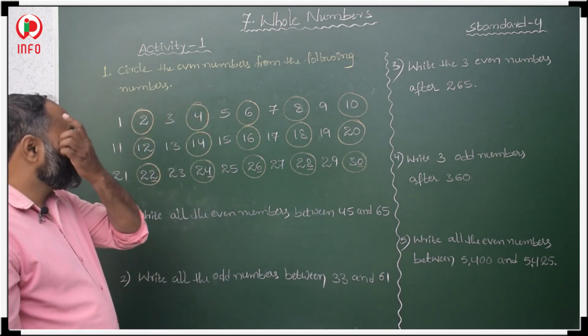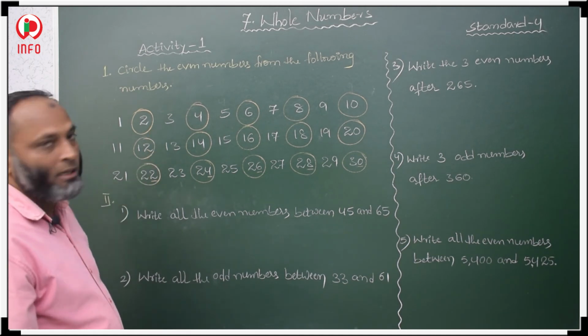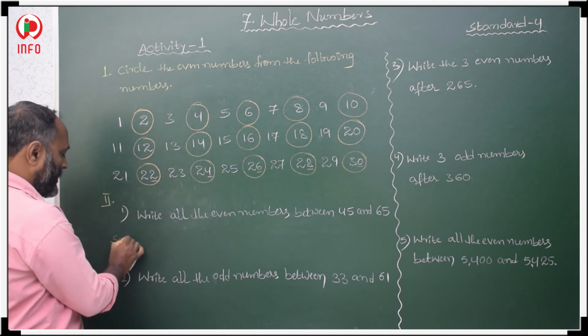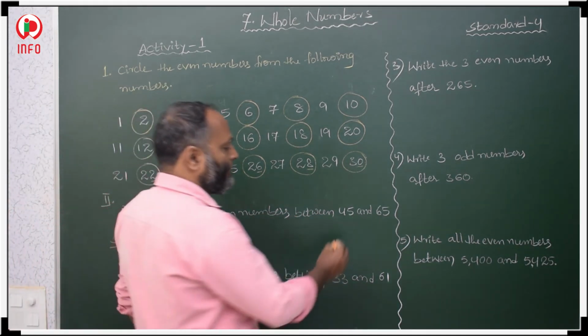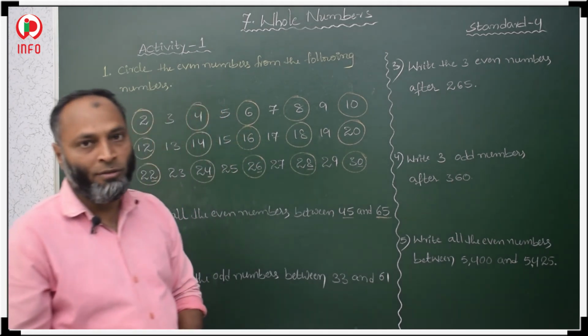Okay, so this is about even numbers. All even numbers we circled. Then after that, in the second bit, first question, what is he asking? See here, solution. Write all even numbers between 45 and 65.